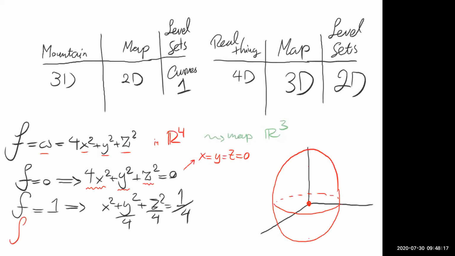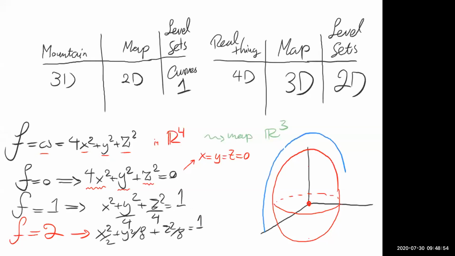So for example, if f is 2, then it means 4x squared plus y squared plus z squared equals 2. After dividing by 4, the equation I would get is equals 2 over 4. And then, well, I want it to be equal to 1, so I should divide it by 8. So it would be over 8, over 8, over 8 equals 1. So these are a little bit more extended. This ellipsoid is a little bit bigger. It's a little more extended in each direction.